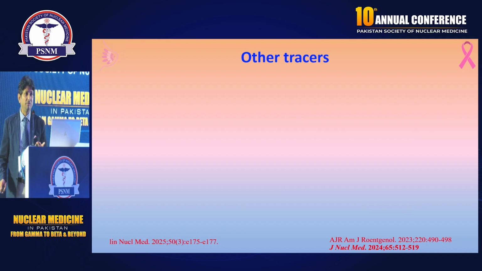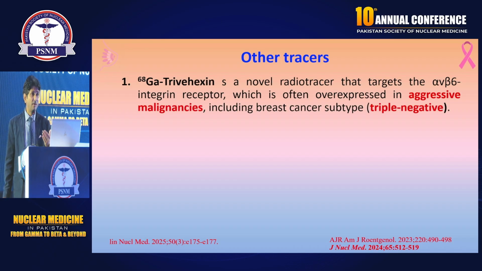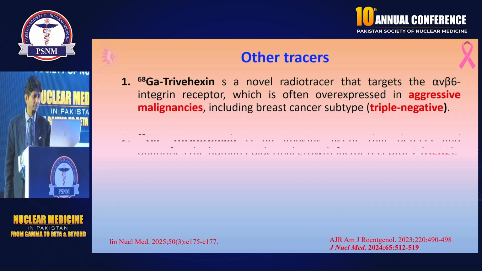So the FAPI, then came the other tracers. These are the investigational tracers like travahexin. What is travahexin? It targets the alpha V beta 6 integrin receptors, and it is overexpressed in very aggressive tumors. So it is a marker of aggressive malignancy. So what type of aggressive malignancy in breast cancer? Triple negative. So integrin will be a good prognostic marker.